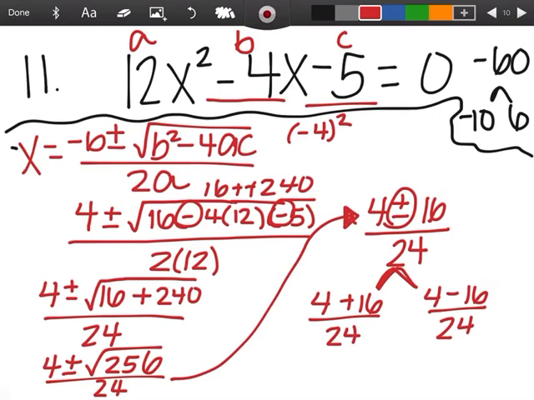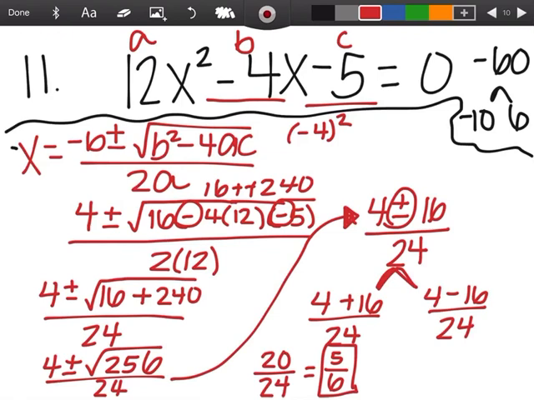So 4 plus 16 is 20 over 24, which is a decimal 0.83 repeating. So I'm actually just going to simplify it as a fraction. Both of those numbers are divisible by 4. So 20 over 24 reduces to be 5/6. So one of my answers is 5/6.